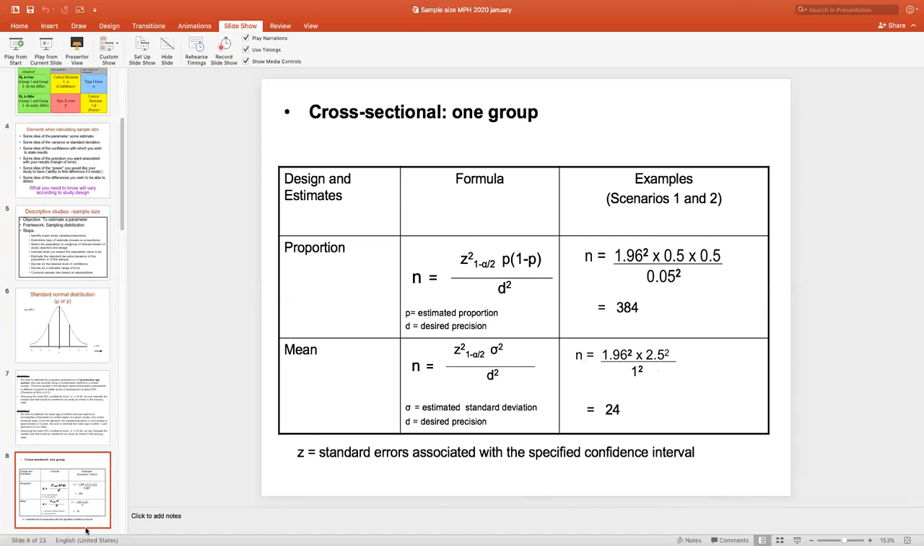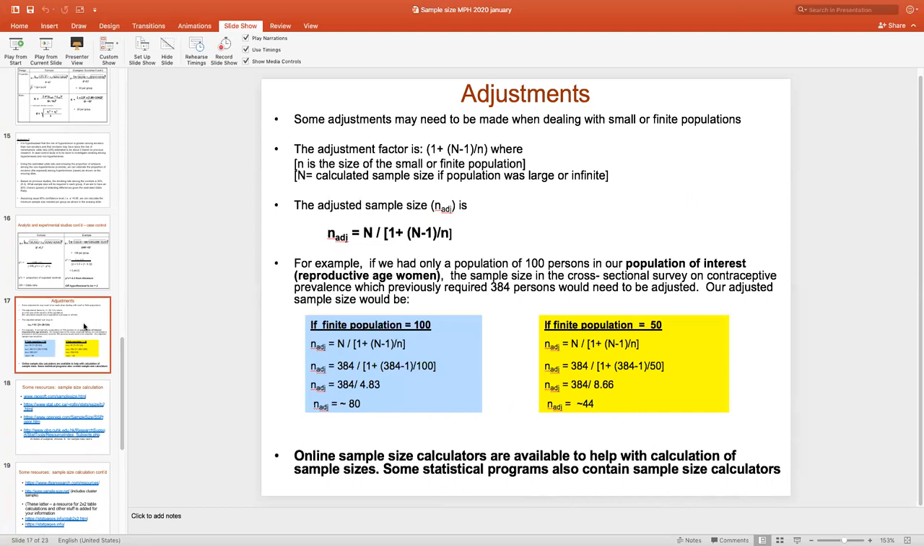All right. There is a formula to do some adjustment. This is what we call the adjustment factor and its accompanying formula. It says you need to adjust your original sample size by this factor. I'm not going to go into the details of the calculation of the factor. But what you see: small n is the size of this finite population, big N is the size that was calculated using the original formula, and the adjusted sample size is equal to this.